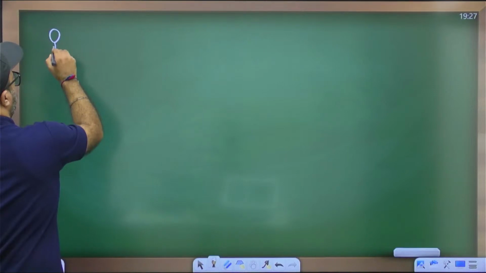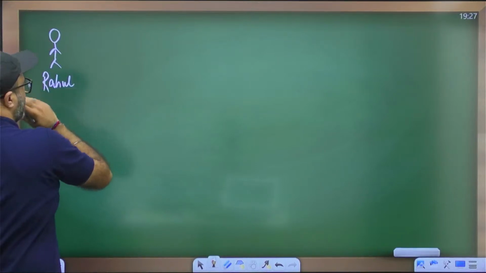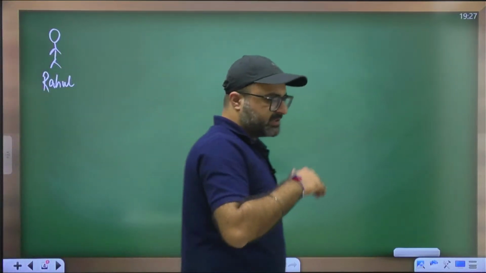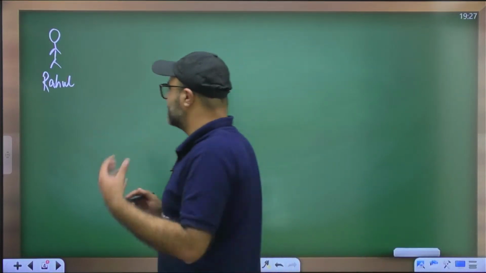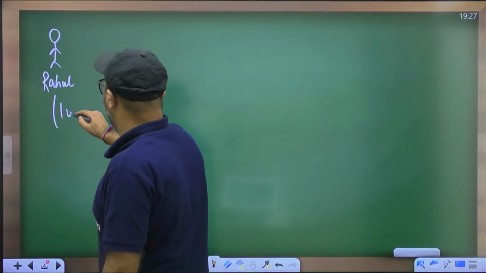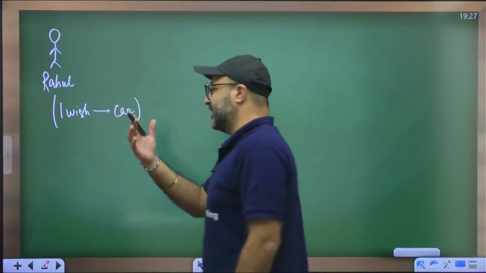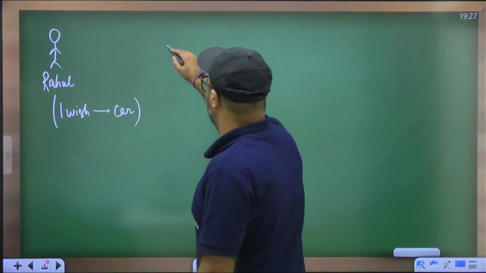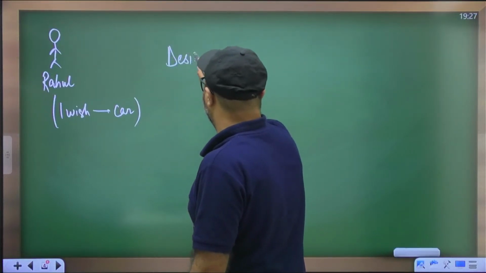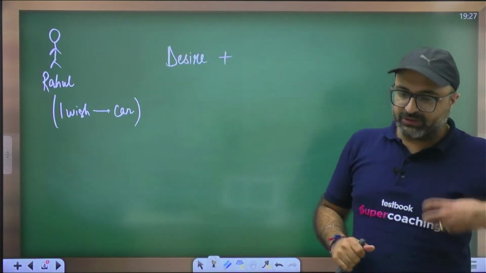The story starts with an individual, and the name of the individual is, let's say, Rahul. Rahul was standing on the road and witnessed a car passing by. The moment that car passed by, he thought in his mind, I wish I owned the car. Hey Bhagwan, kash mere paas bhi gaadi hoti. That means he has a desire.